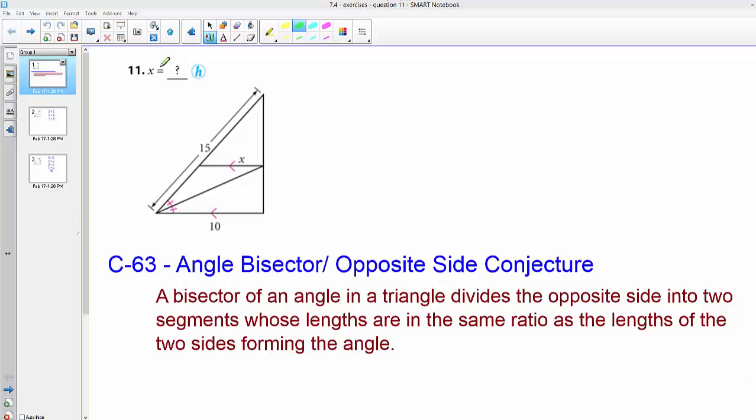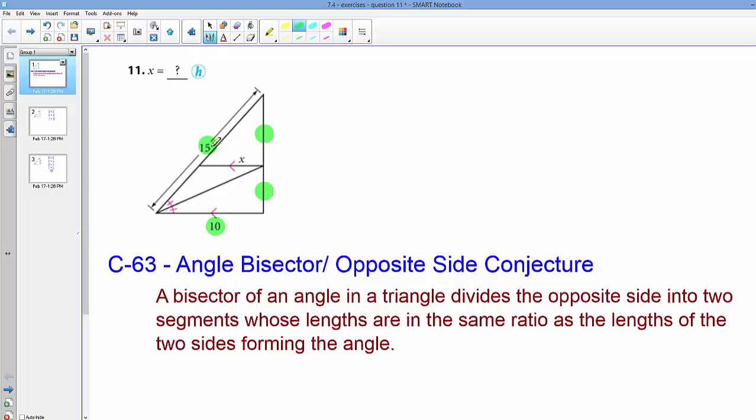All right, so this is question number 7 in the exercise set for chapter 7, section 4. And what we have here is this larger triangle with one of the angles bisected. And the conjecture states that if an angle of a triangle is bisected, it divides the opposite side into the same ratio as the sides that formed the original angle.